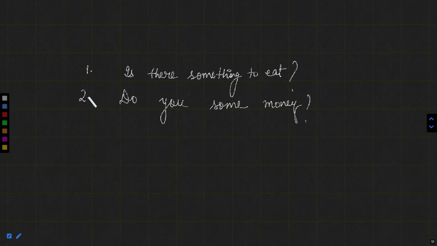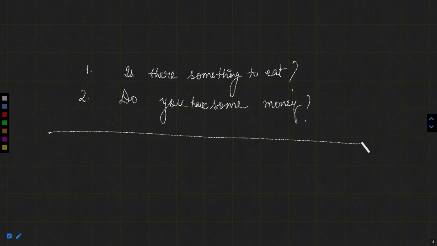Do you have some money? If I say, do you have some money, it means I need money, and I'm asking the other person, do you have some money. In fact, in this case I expect that he should have that particular amount of money which I need, because I need it necessarily. Now, in both the sentences, let us use any.